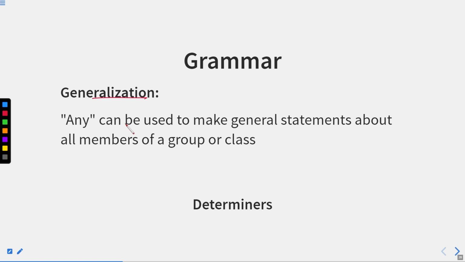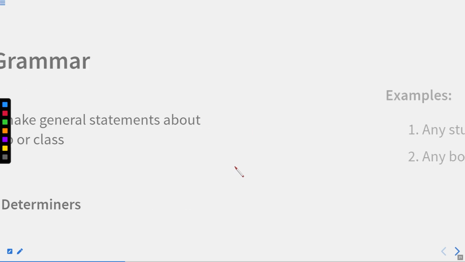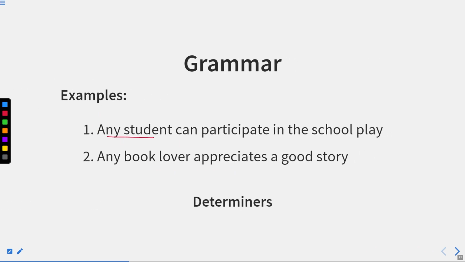Generalization. Any can be used to make general statements about all members of a group or class. How? Let us see some examples. Any student can participate in the school play. Now, if I say any student, it means any student of the school. Now, any student refers to anyone. There is no one student. In fact, all the students, and any student can do this.